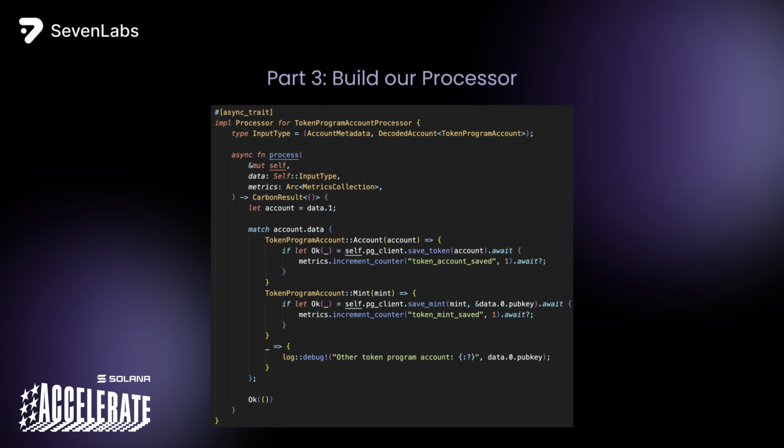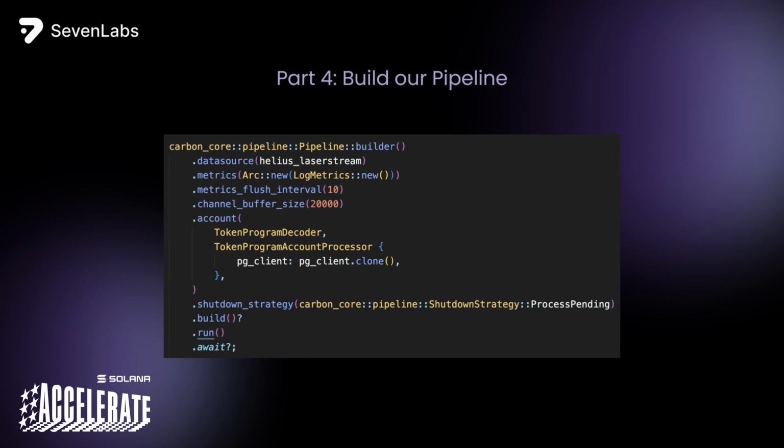Then we build our processor that's simply going to save token accounts and mint accounts to a DB and do some metrics so we can see how things are happening in the logs. And finally, we put everything in our pipeline. So here, every 10 seconds, the current status of the indexer will be logged, and we'll get updates from LaserStream, and it will all be indexed inside our Postgres.